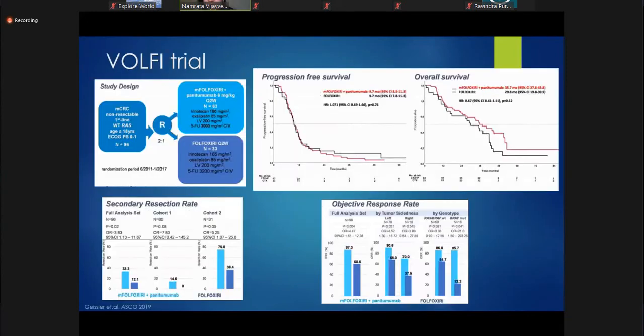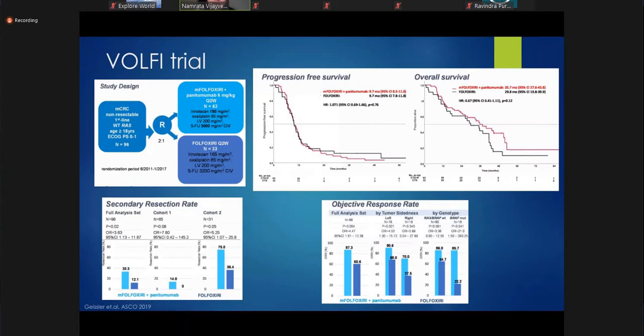Now, coming back to the TRIBE and TRIBE2 studies, in both of them the biologic that was used was bevacizumab. What about if you have a tumor which is RAS wild type and you don't want to use bevacizumab? Is there data to use anti-EGFR therapy with triplet chemo? So this was the WOLFI trial.